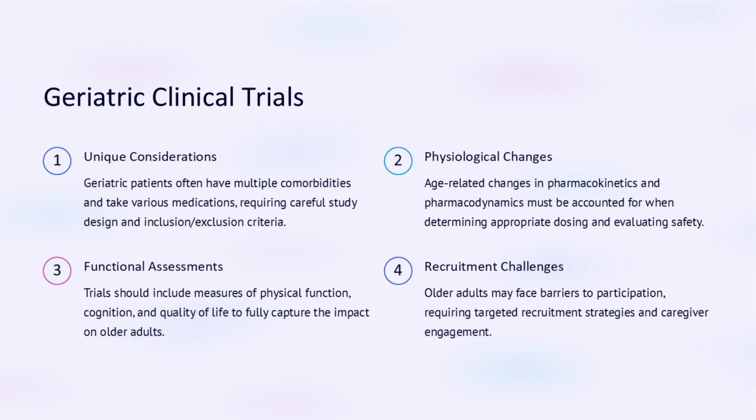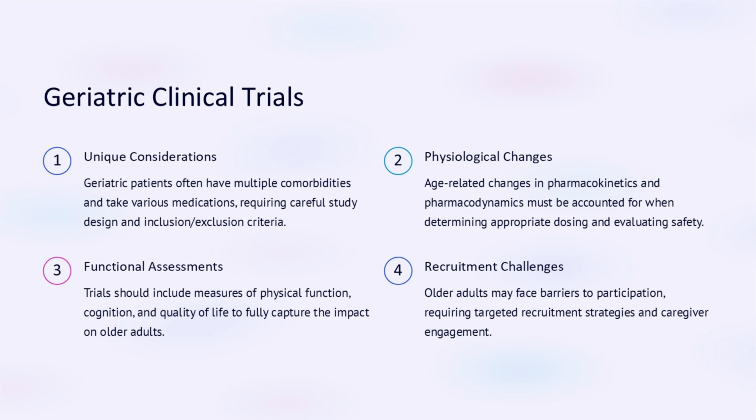Geriatric patients often have multiple health conditions and take various medications, so we need to carefully design the clinical trial to account for this complexity. As people age, their bodies change in ways that affect how drugs are absorbed, distributed, metabolized, and eliminated. We must consider these age-related physiological changes when determining appropriate dosing and evaluating safety.